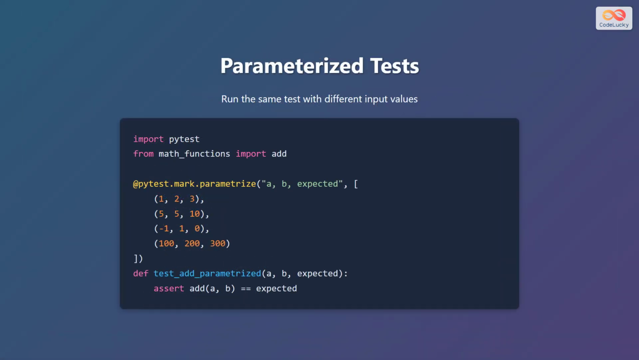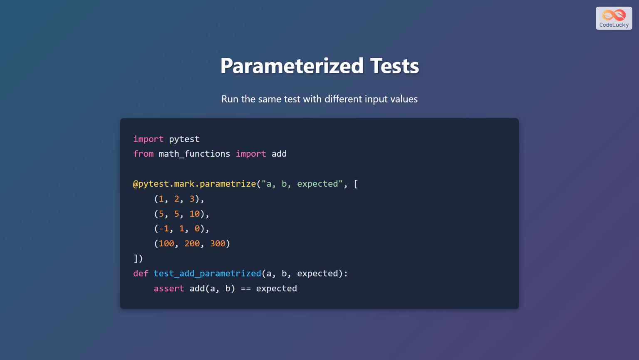Parameterized tests allow us to run the same test with different input values. To create a parameterized test, we use the pytest.mark.parametrize decorator. In this example, we are testing the add function with different sets of inputs. We define the parameters a, b, and expected, and provide a list of tuples with the values for each parameter. Each tuple represents a different test case.